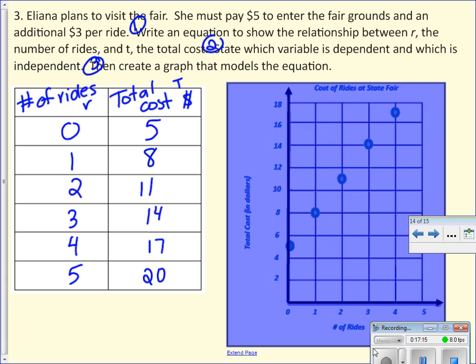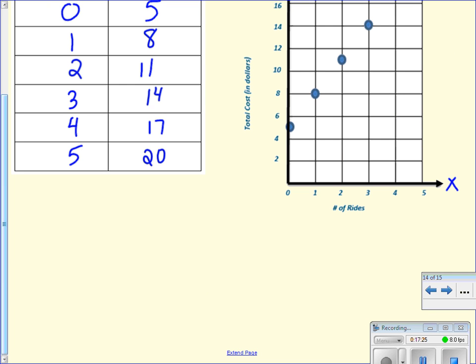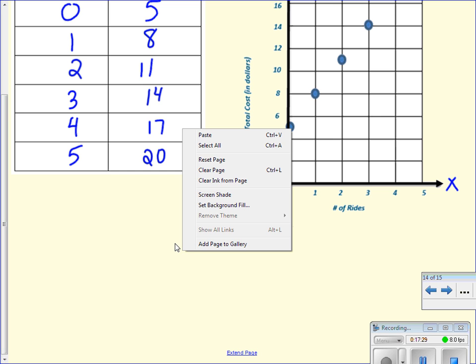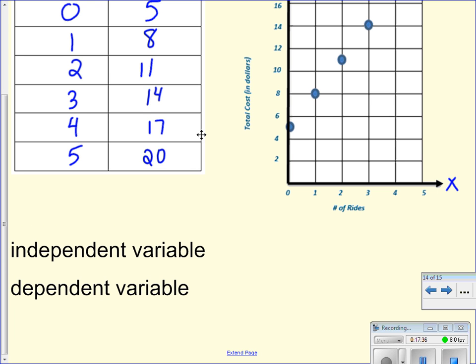All right, so now for our graph, we have our 3 headings. We have to label our y-axis and our x-axis. And let's identify our independent and dependent variable. What's our independent variable?